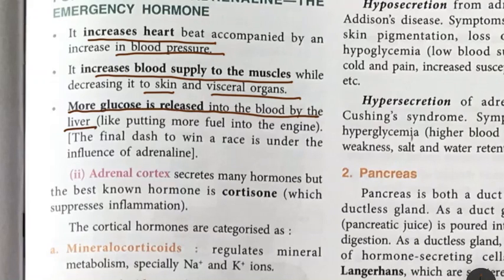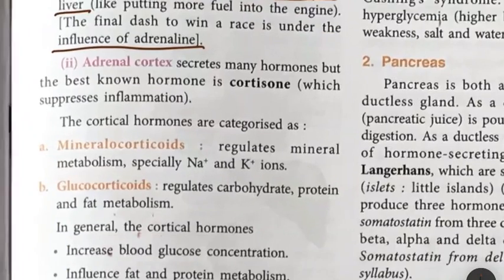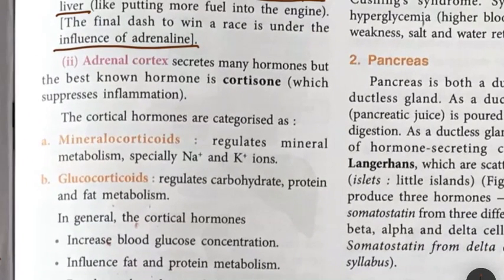In the liver, the glycogen which is stored converts into glucose, which will be used in the body, and it is like putting more fuel into the engine. Okay, so the final dash to win a race. Now you are coming second and a little bit of space is there and you want to win the race. So in the final dash, you run very quickly. It is under the influence of adrenaline. More adrenaline is released into your body, more energy is given to your body.